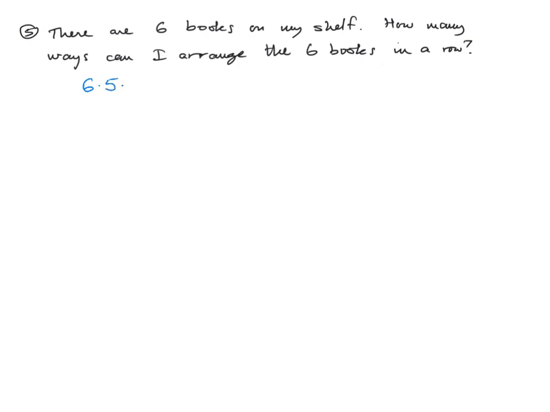And now I'm continuing, and then I make another choice. So now I've only got 4 books to choose from, so times 4. And then I make another choice, times 3. And then I choose times 2. And then finally there's only one left, so I choose that one, times 1. And this gives me 720.